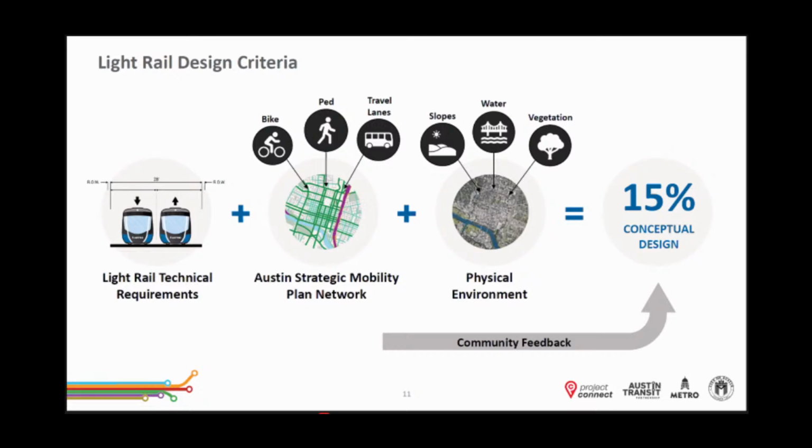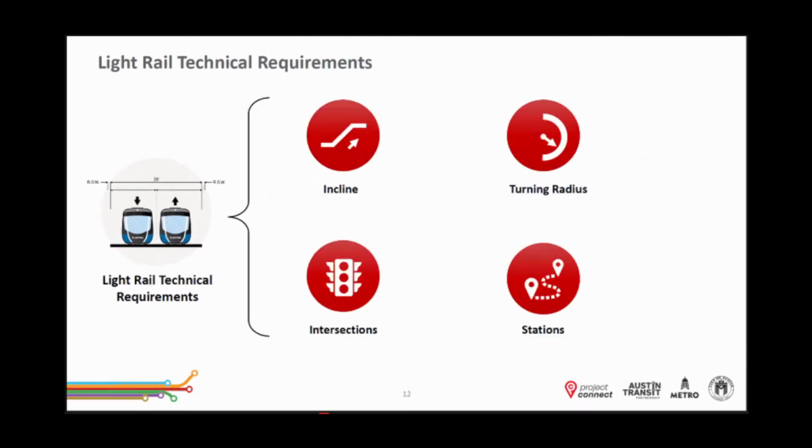Each of these factors, as well as community feedback on specific local issues and needs, goes into the development of the 15% design plans. In these next few slides, we'll review the light rail technical requirements to demonstrate some of the constraints we're working within as we design the project. In addition, we'll talk about how light rail vehicles travel through intersections and the considerations that go into selecting station locations.